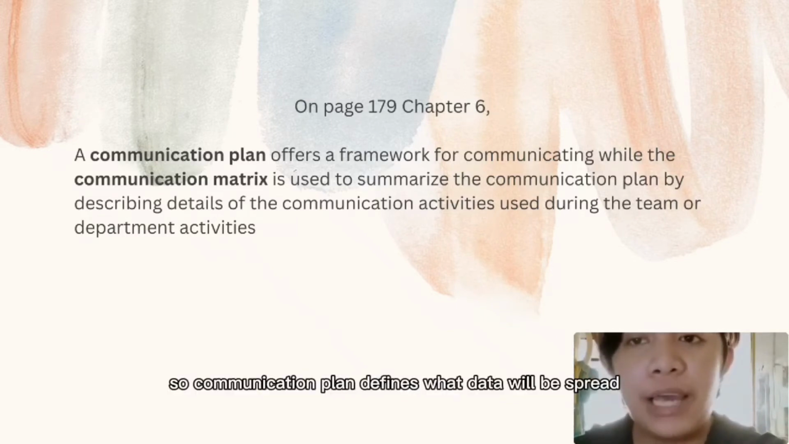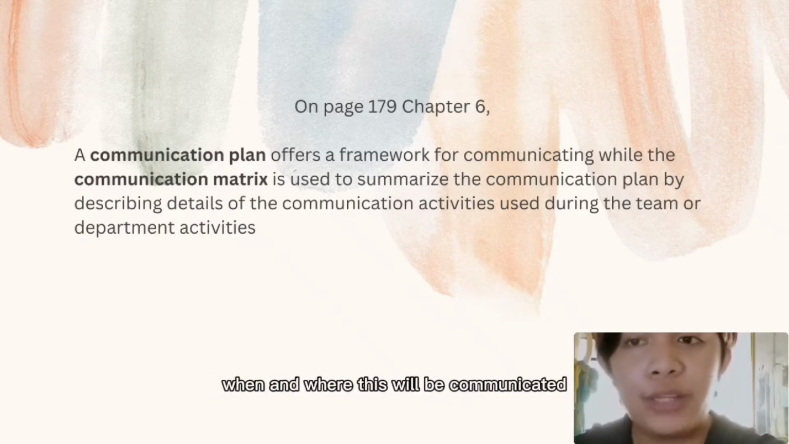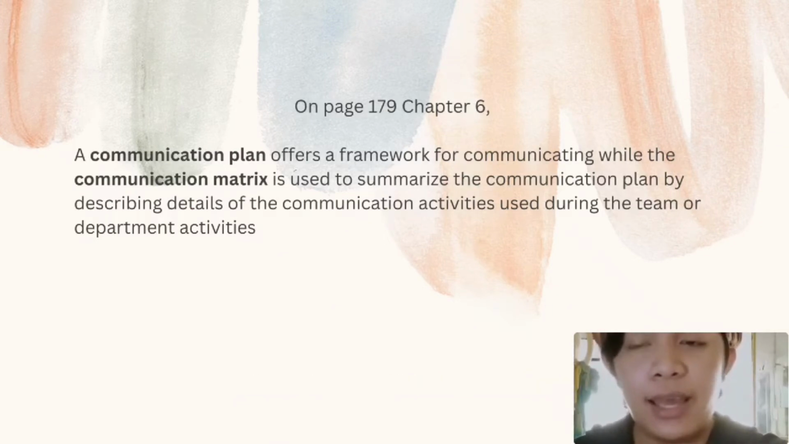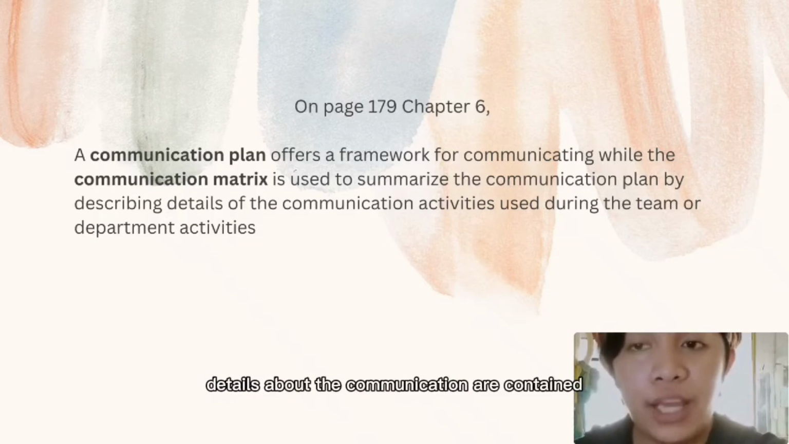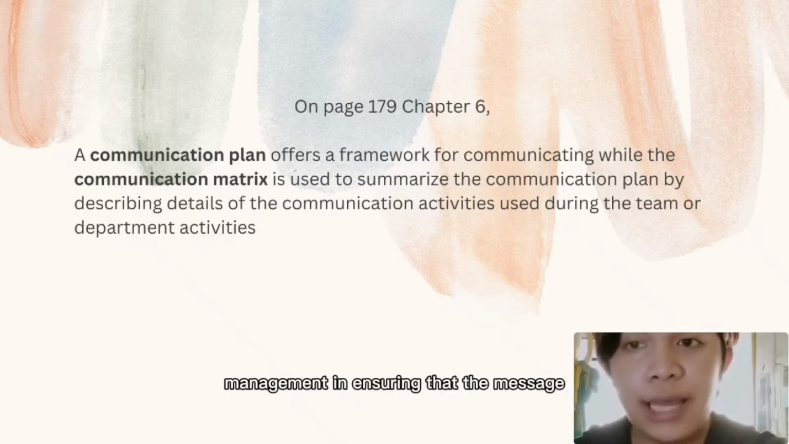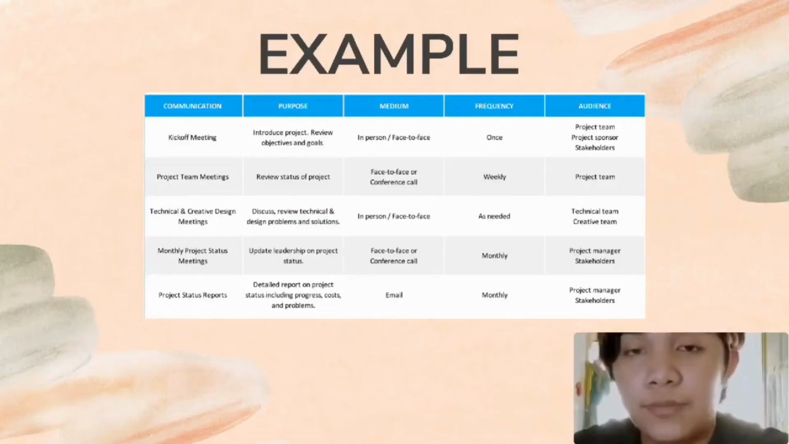So the communication plan defines what data will be spread, who should receive the information, and when and where it will be communicated. Details about the communication are contained in the communication matrix. These tools will aid management in ensuring that the message reaches and is comprehended by the target audience.